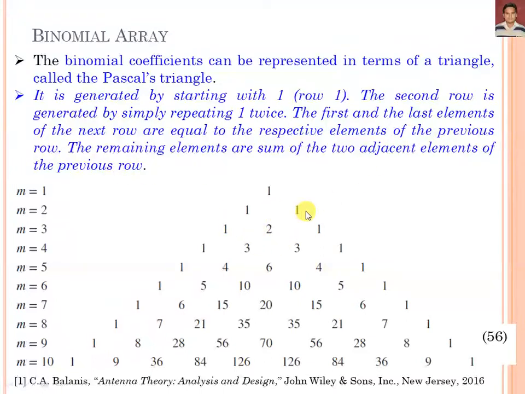As you can see, 1 plus 1 is 2. Here you can see 1, 1 plus 2 is 3, 2 plus 1 is 3, and 1. Again you can calculate 1, 3 plus 1 is 4, 3 plus 3 is 6, and so on. So by using this principle you can calculate the excitation coefficients for the binomial arrays.